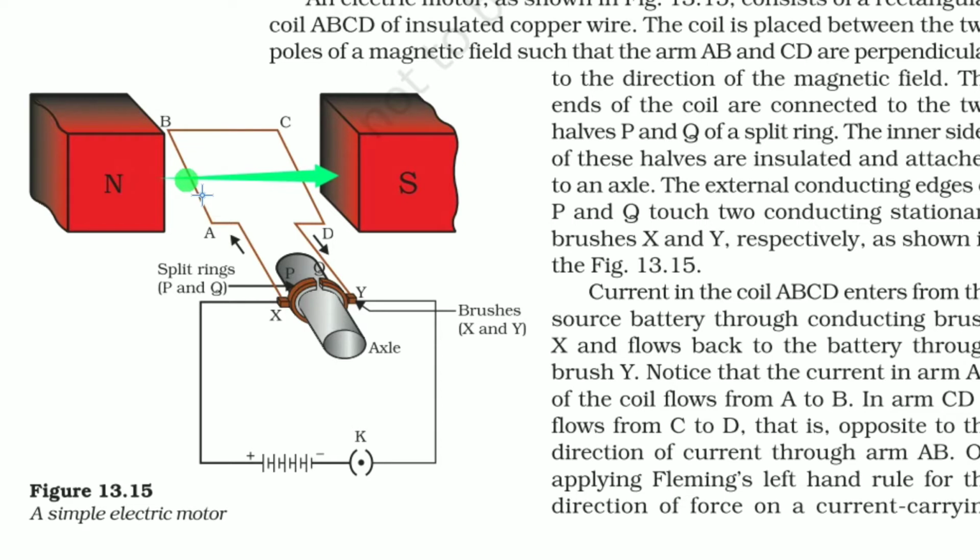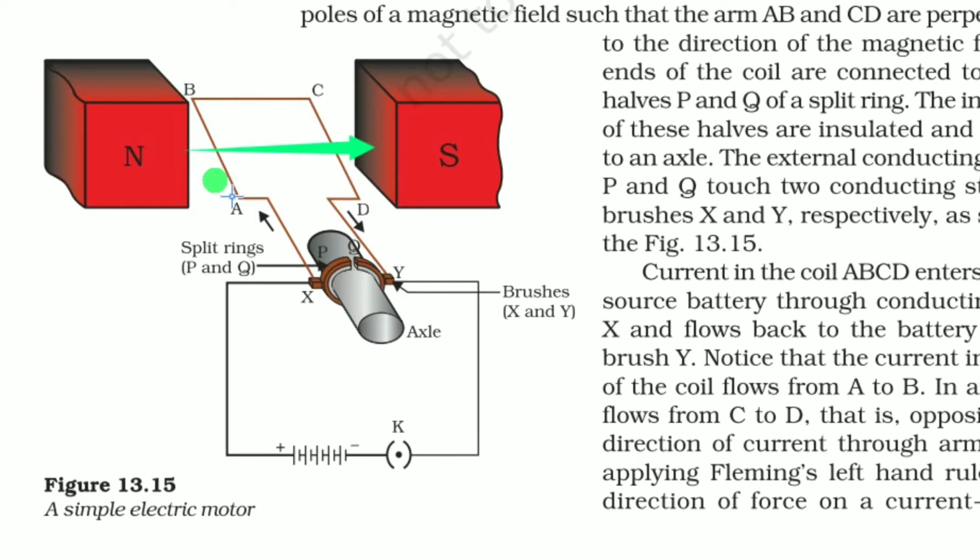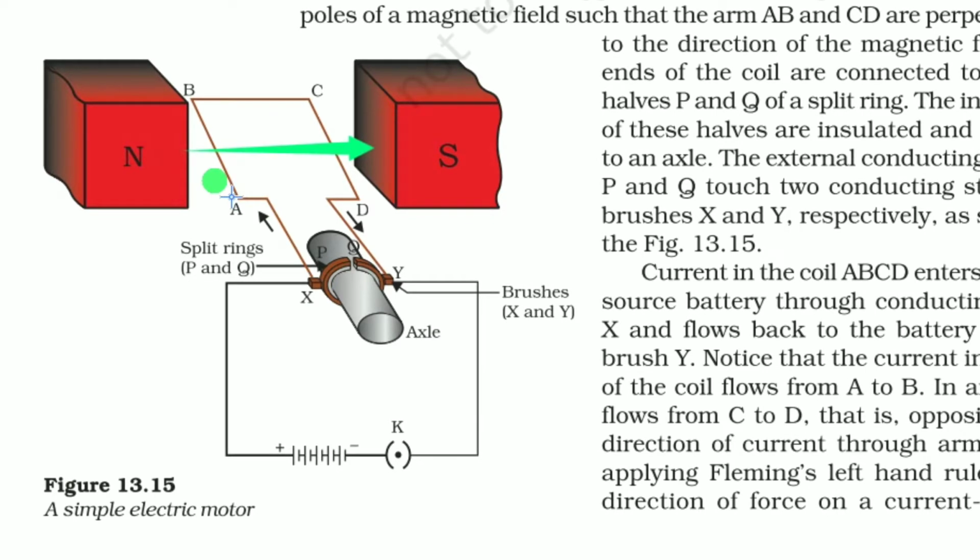Apply Fleming's left hand rule. You can take your left hand and align three fingers: the middle finger, the index finger, and the thumb. Now the index finger will indicate the magnetic field, that is N to S. Align this index finger along the magnetic field and, keeping this finger intact, rotate your hand so that your middle finger aligns along the direction of current.